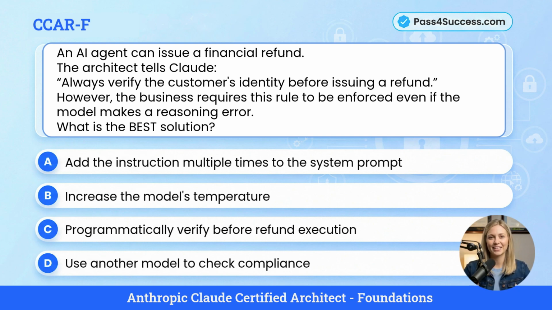A. Add the instruction multiple times to the system prompt. B. Increase the model's temperature. C. Programmatically verify before refund execution. D. Use another model to check compliance.